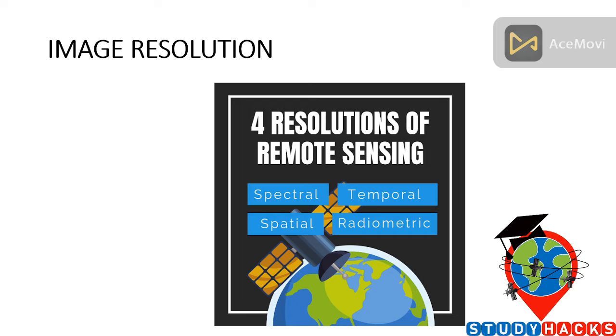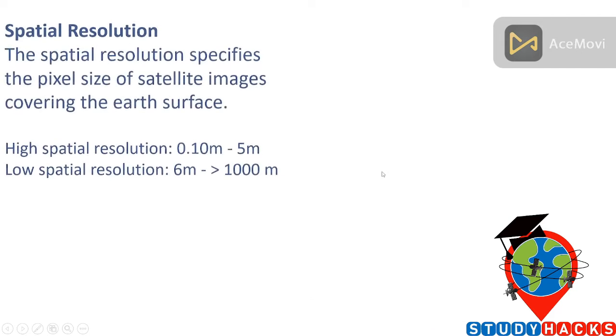And now image resolution. What is that? Image resolution is a very important term. So basically image resolution, we can divide into a total of four types. One is the spectral, temporal, spatial, and radiometric. So I will explain one by one. So spectral, temporal, spatial, and radiometric. So these four types of resolution we can get. So first of all, what is the spectral resolution?